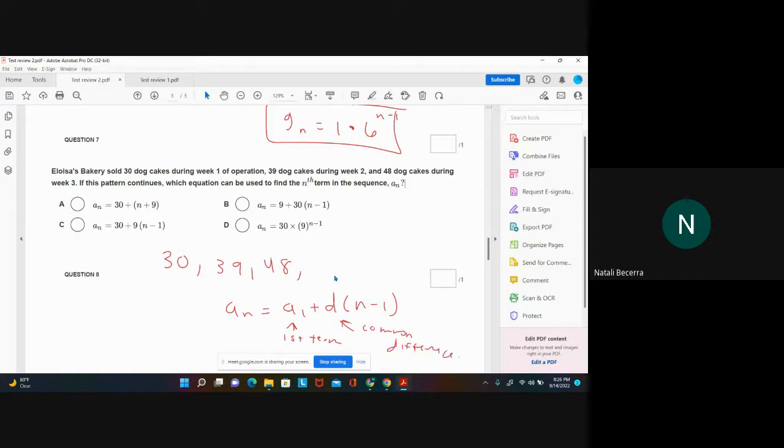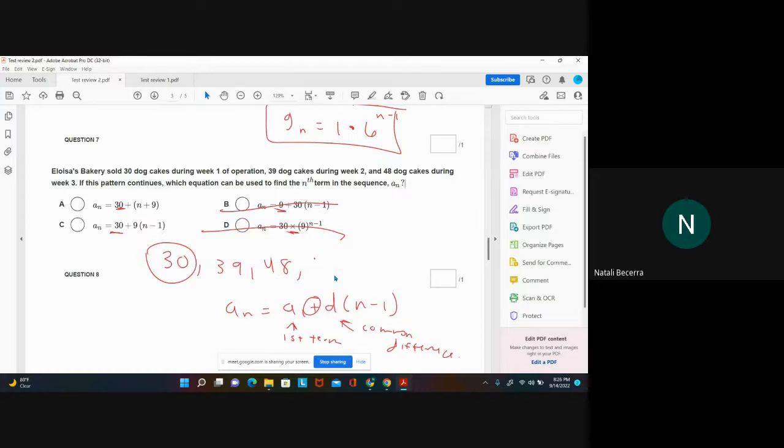Okay, my first term is 30, so I should have 30 here. 30, 30, no, I don't have it. Here, they're multiplying. Nope, I want addition. So it's not B and it's not D. So if you have to take a lucky guess from here, your chances of getting it right is 50-50, right?